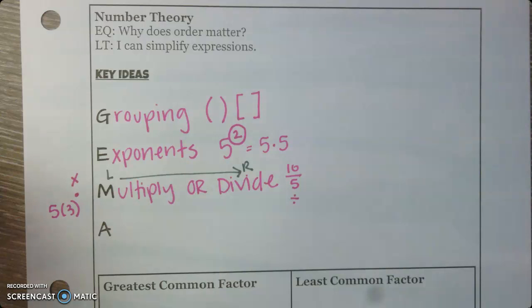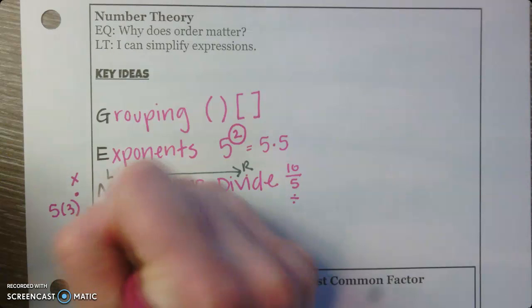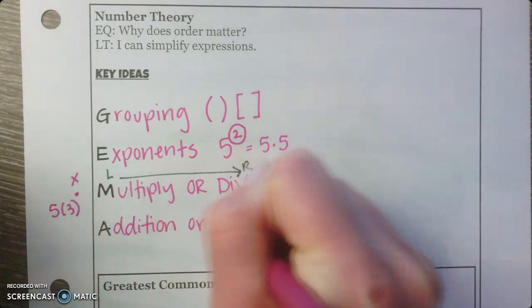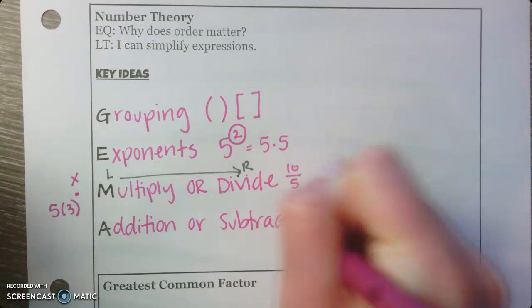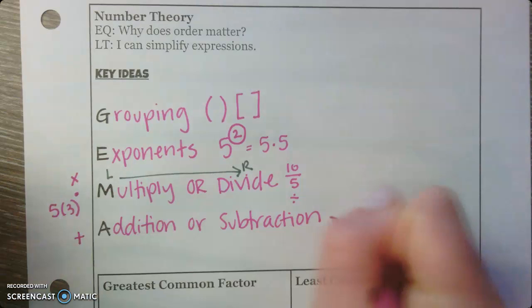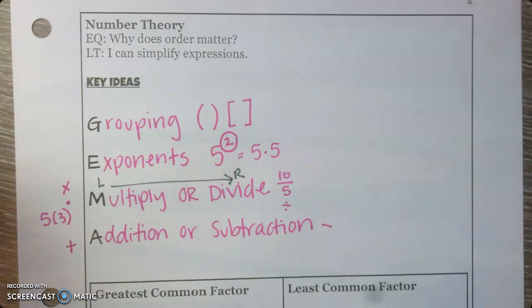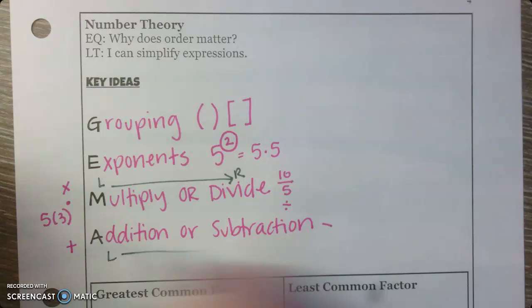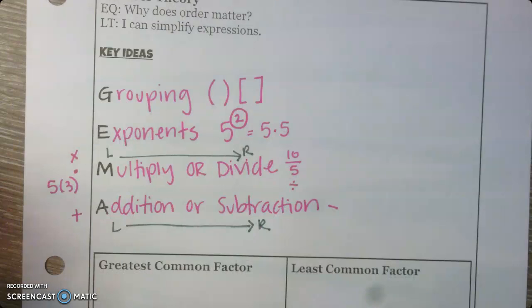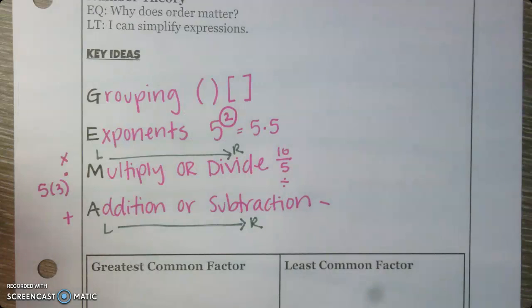All right, next we've got A, which stands for addition, add, or subtraction. When we add, you're just going to see a plus sign, subtraction, a minus sign. This, though, is the same thing. We're going to work left to right. If all we have left is addition and subtraction, we read and solve it like a book.